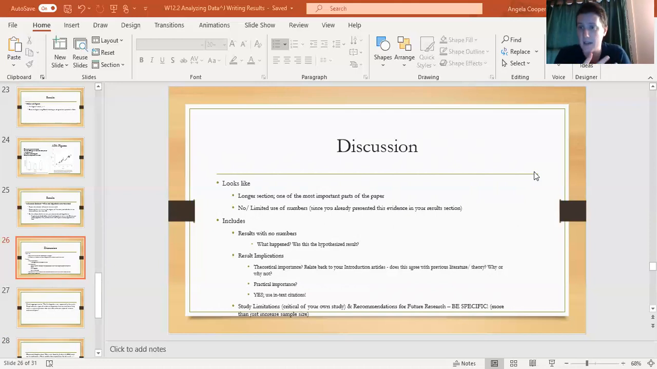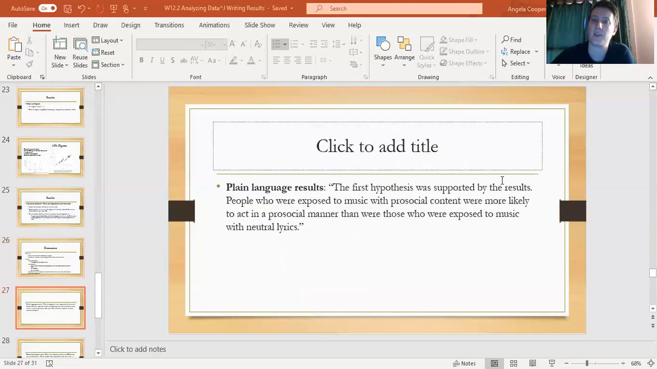You will be using in-text citations for your discussion section if you're going to be referencing previous work in your intro, like previous articles you've already discussed. Anytime you mention the work of someone else, you're always going to use an in-text citation. So there should be in-text citations in your discussion, because part of your discussion is discussing previous research. And then you'll talk about the limitations of your study and recommendations for future research.